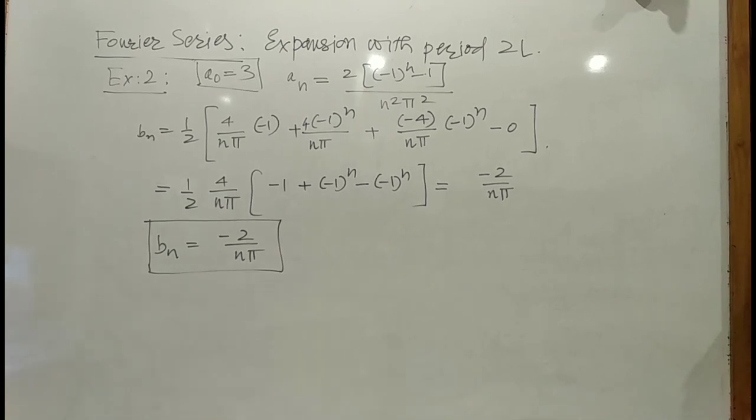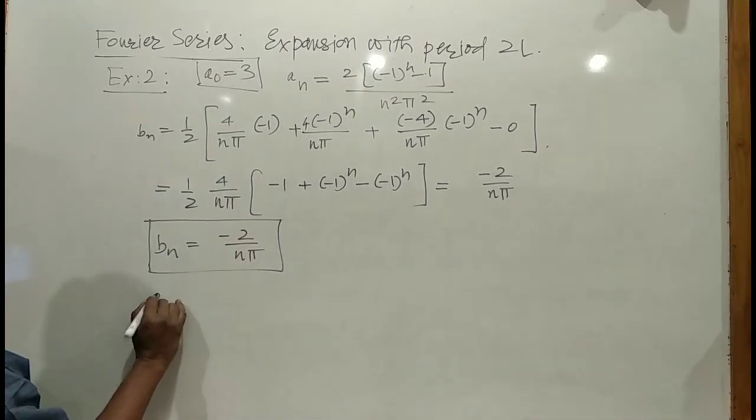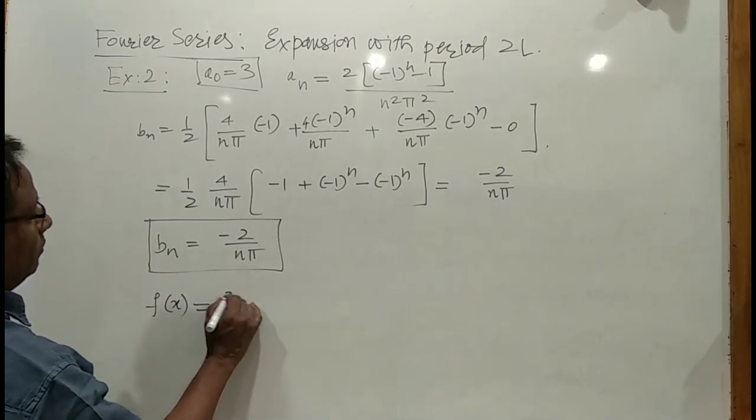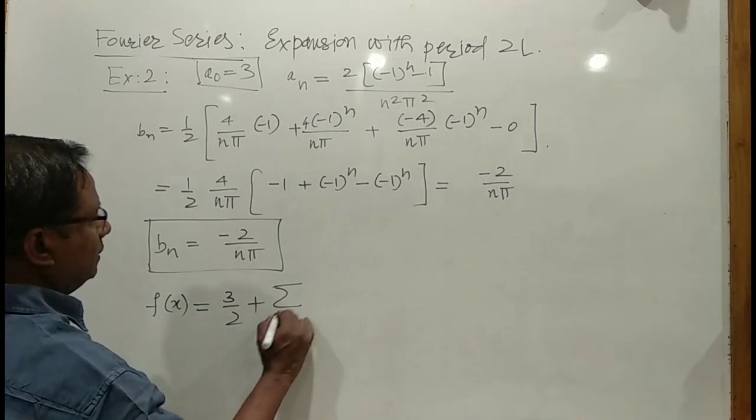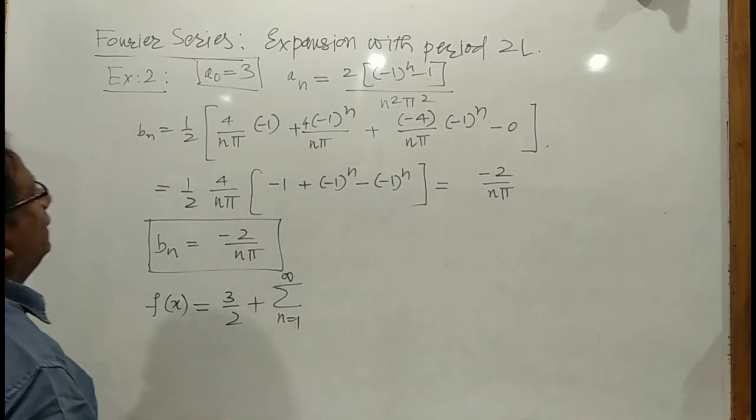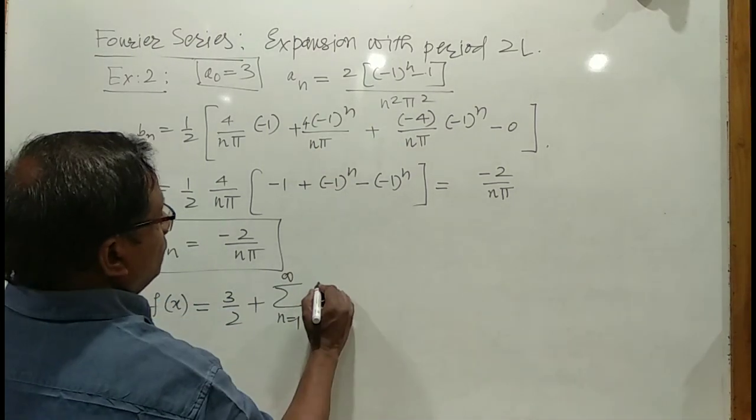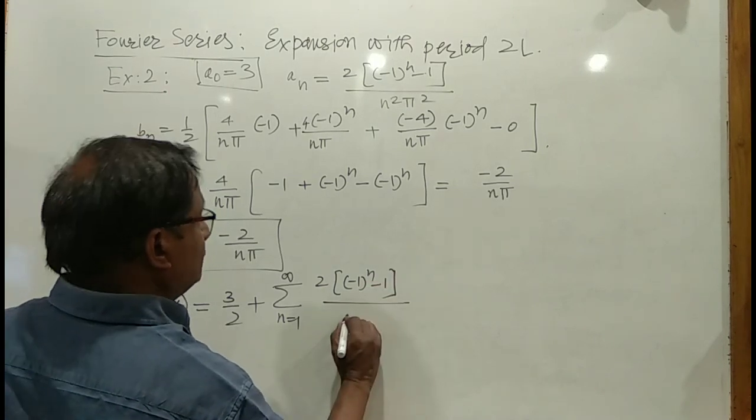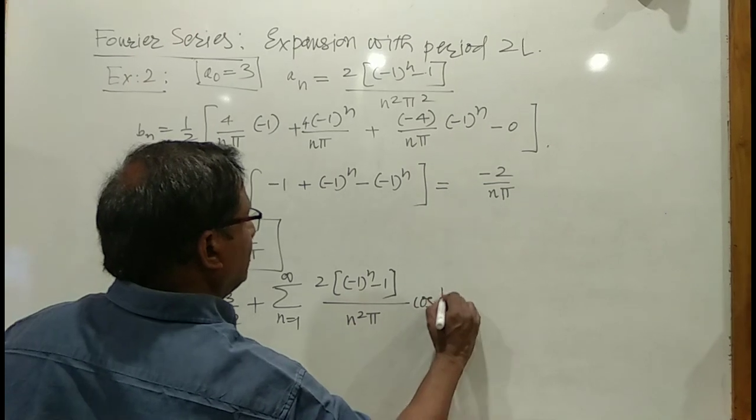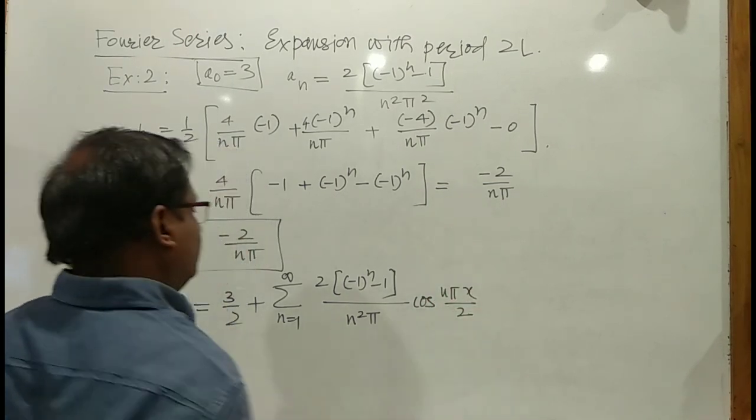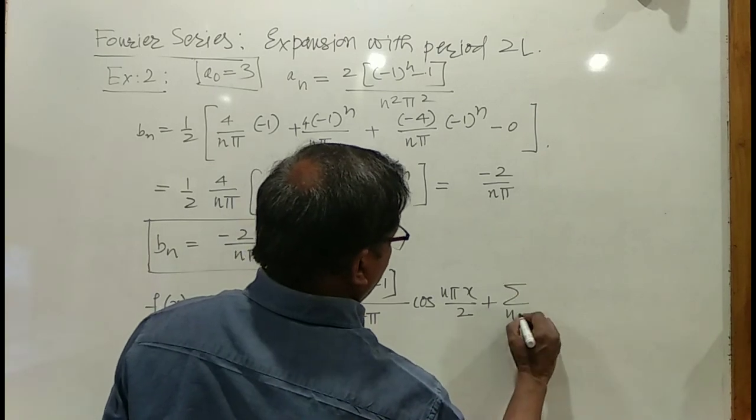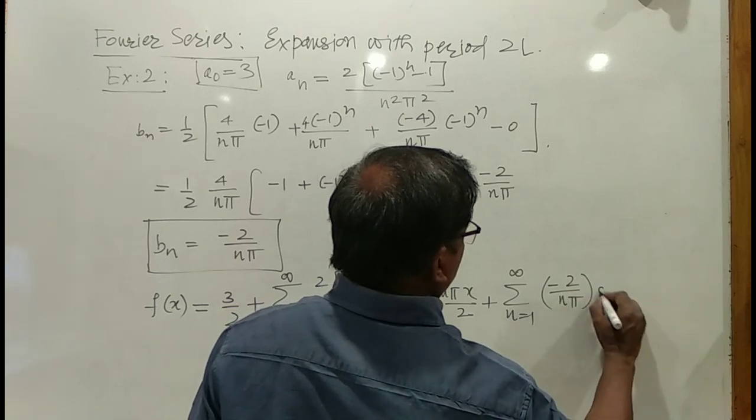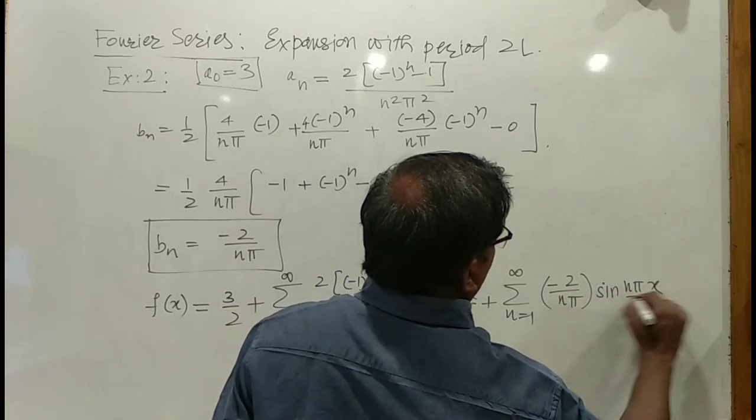So with these values of a0, an and bn, now we are able to write down the Fourier series for the given function f of x. F of x equals to a0 by 2, that is 3 by 2 plus summation n varies from 1 to infinity an. So an is 2 into minus 1 raised to n minus 1 upon n square pi square into cos of n pi x by 2 plus summation n varies from 1 to infinity bn. Bn is minus 2 upon n pi into sine of n pi x upon 2.